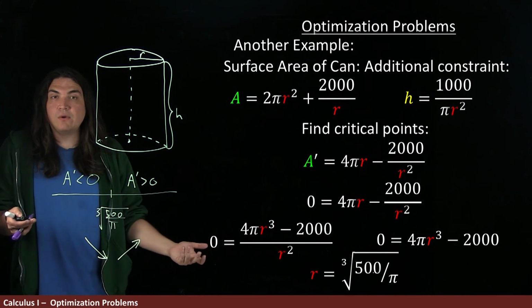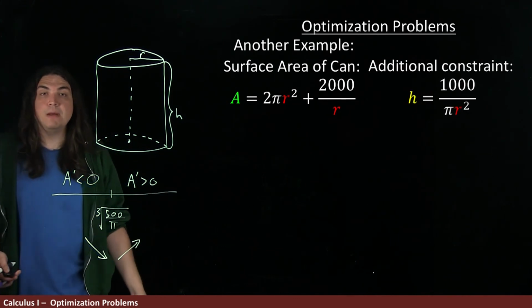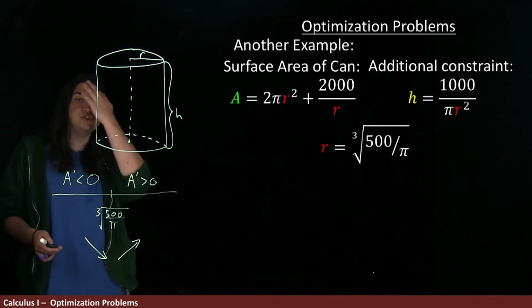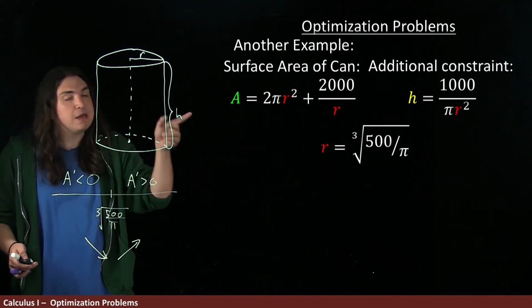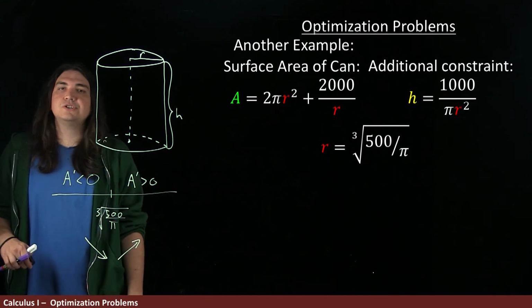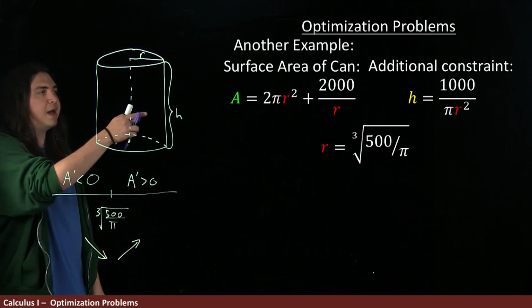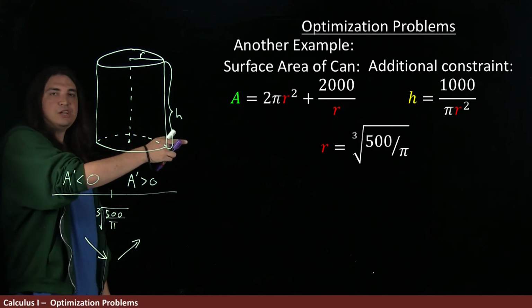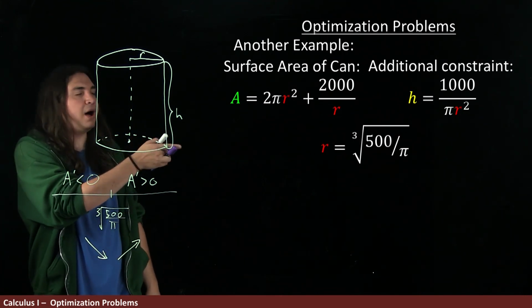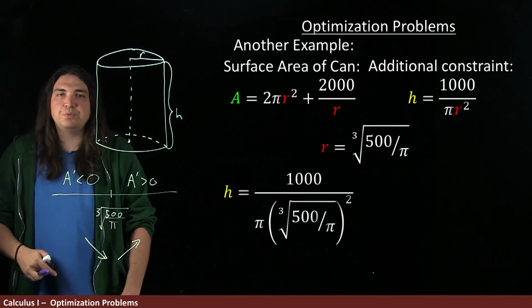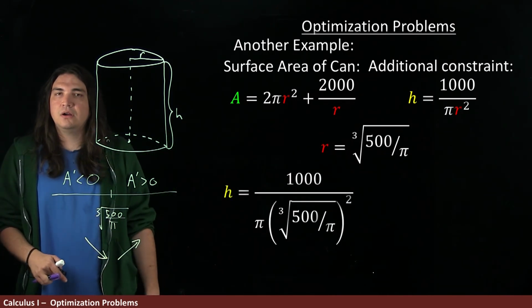All right. Now what do we do? Well, remember, we want to find the dimensions of this can, which means the r isn't the only thing we need. We also need the h. So we're going to go back to this constraint here. This h equals 1000 over pi r squared. And we are going to plug in this number for r.